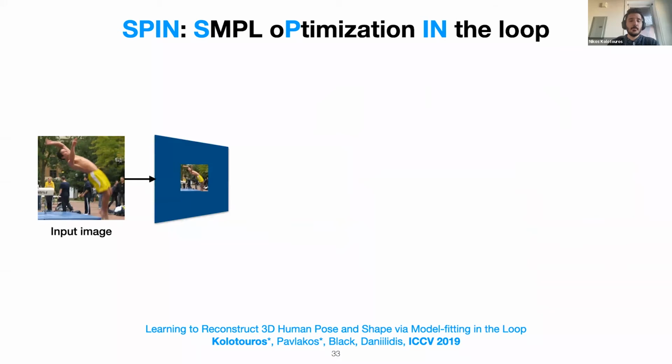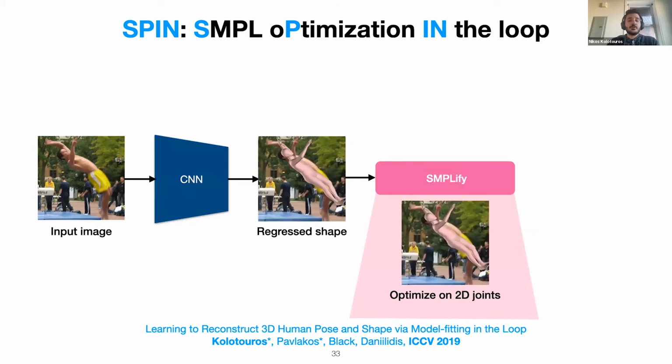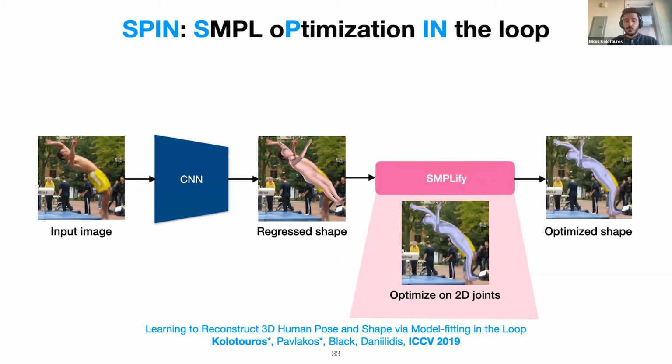And here's another example. The process is the same as before. So given an image, the network predicts the model parameters. These are used as initialization to the fitting routine, and the output is then used to supervise the network. Notice that our approach is an order of magnitude faster than the original SMPLify.